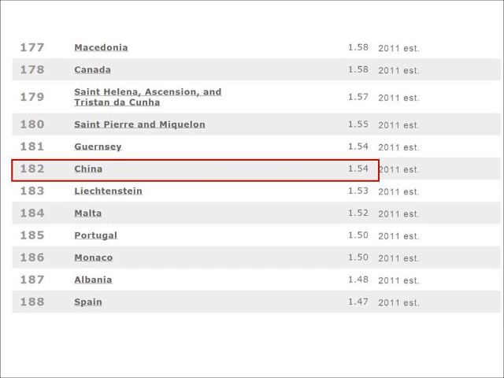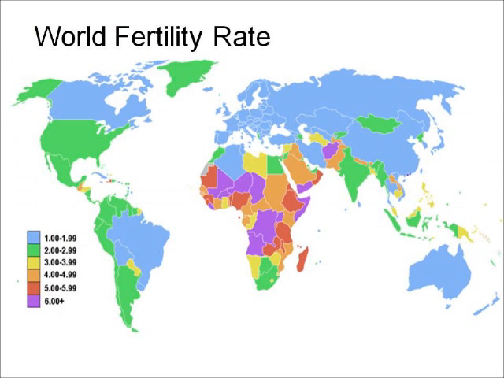China, the world's most populous nation, is at 182 with a fertility rate of 1.54, which is further below the replacement level than the United States. This map gives us a quick snapshot of the fertility rate around the world.